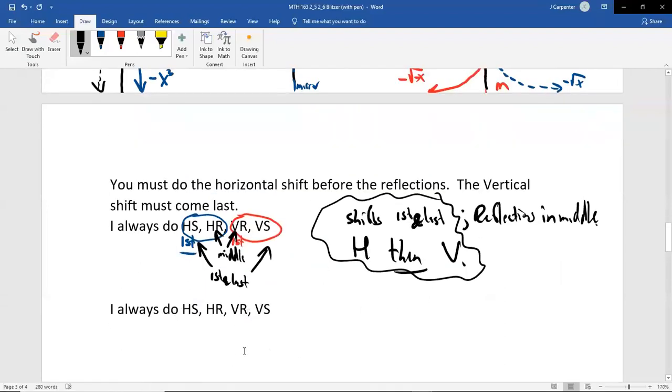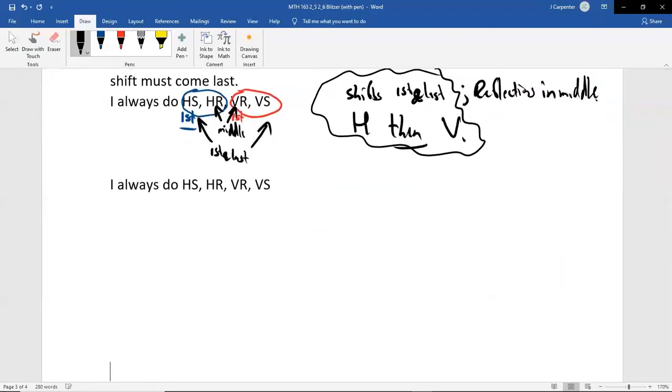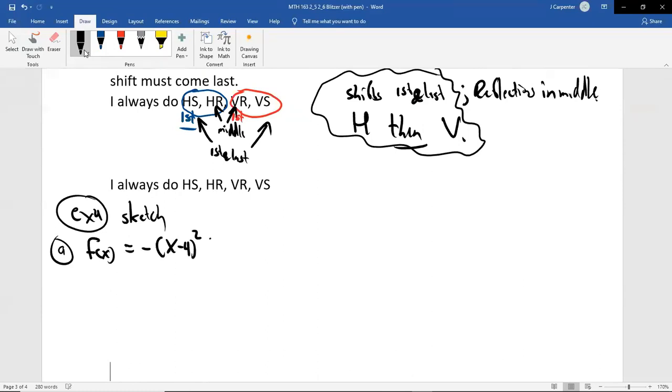All right, so I know that's a lot to keep track of all at once. Let's do a few examples with that all together, and we're on example 4. Sketch. So for A, we got f of x, and we'll just kind of slowly dip our toes into the water. Negative, parentheses, x minus 4, all being squared, then a plus 2.